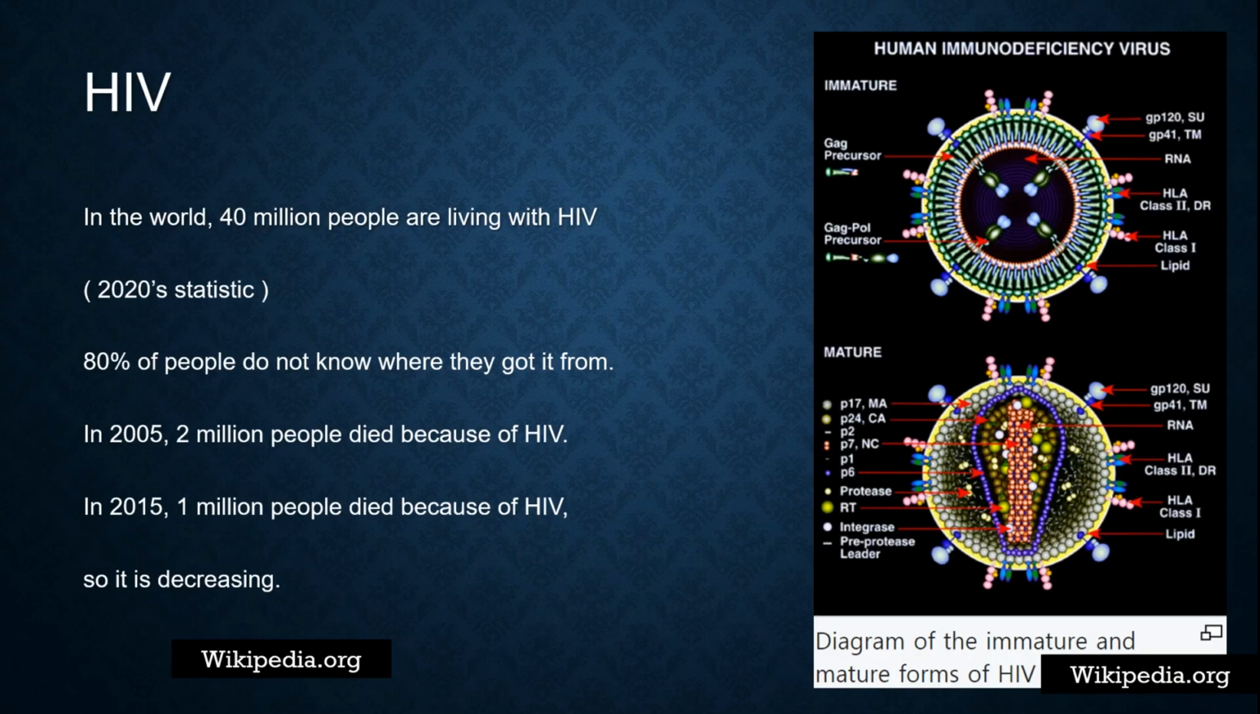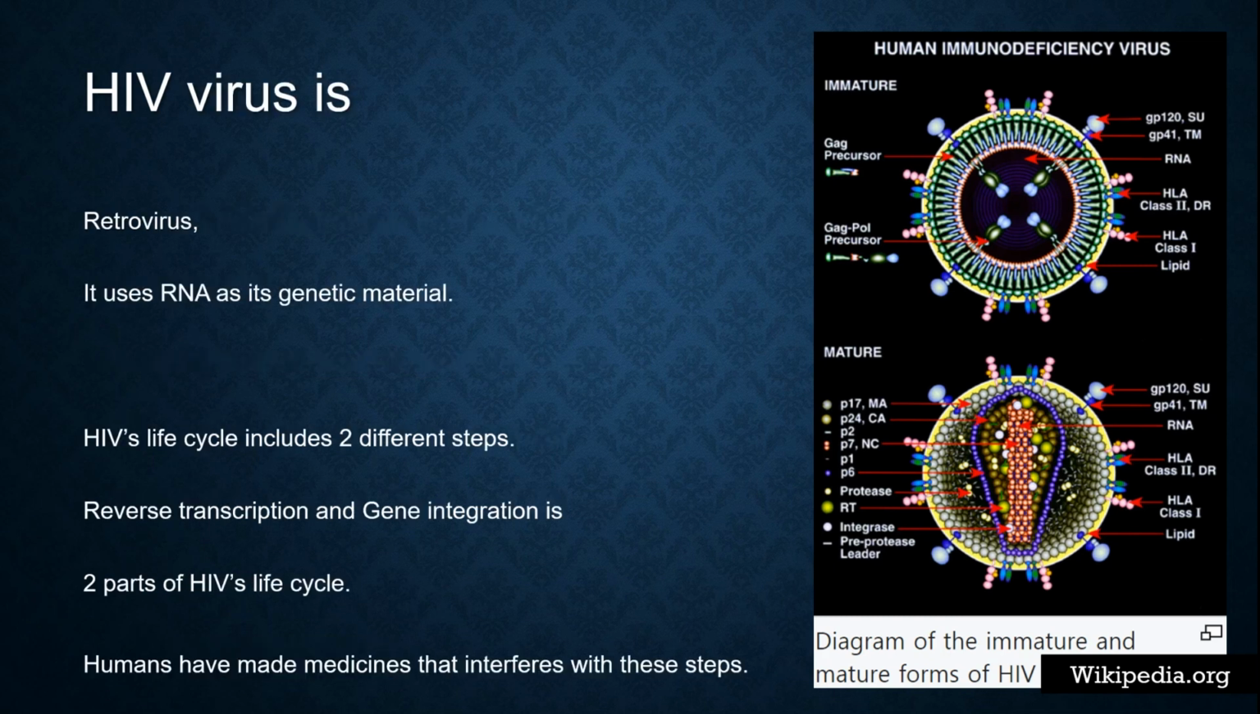HIV. In the world, 40 million people are living with HIV in 2020. 80% of people do not know where they got it from. In 2005, 2 million people died because of HIV. In 2015, 1 million people died, so it is decreasing actually.